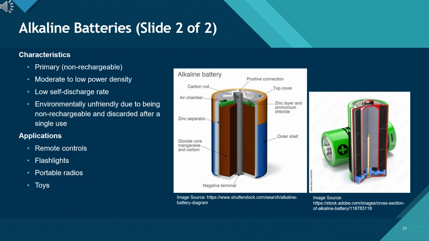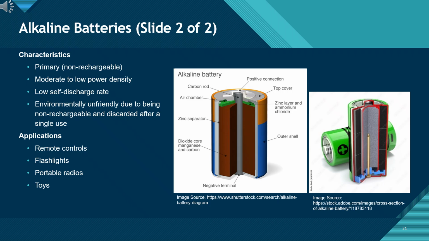Alkaline batteries. Slide 2 of 2. Now let's take a quick look at the characteristics and common uses of alkaline batteries. These are primary, meaning they're not rechargeable, and once they're depleted, they're discarded. They offer moderate to low power density and a low self-discharge rate, which is why they can sit in storage for long periods and still work. But because they're single-use, they create environmental concerns.